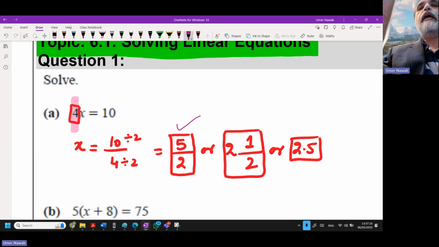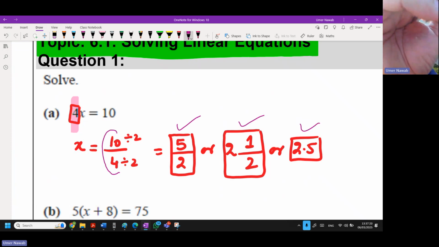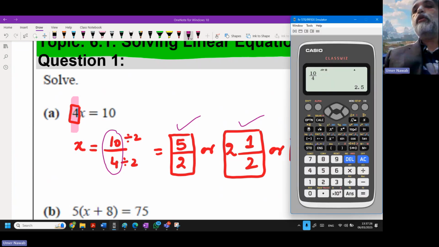So all answers are acceptable by me, but please don't write 10 over 4 because it should be further simplified. Now, I want to teach you also how to solve equations with the help of a calculator in the exam. But this will be used only to verify your answer if a calculator is allowed and it is a Paper 4 question. So guys, see that on the screen, I'm writing 4.